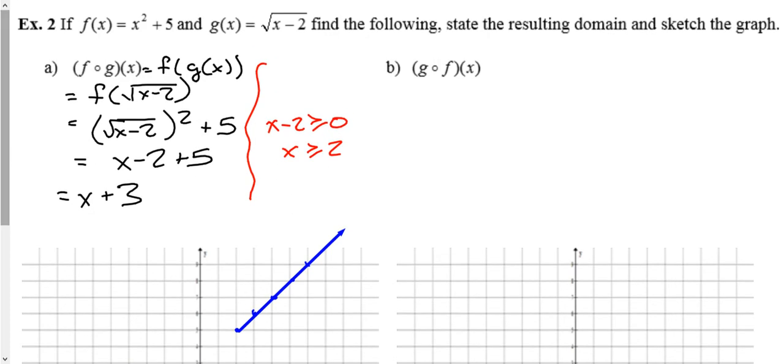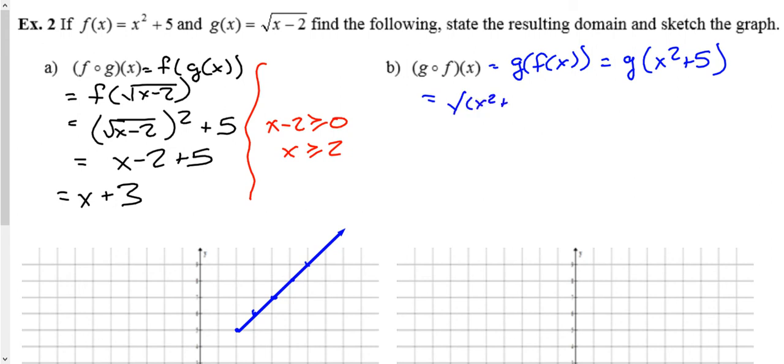So for the next graph, what do we have? So we are doing g of f of x. So we're taking f of x, we're subbing it into g. So what's that going to look like? This is g of x squared plus 5. So we're going to take this x squared plus 5 and sub it in. So what does that get us? We get the square root of x squared plus 5 minus 2. All of that's under the radical.